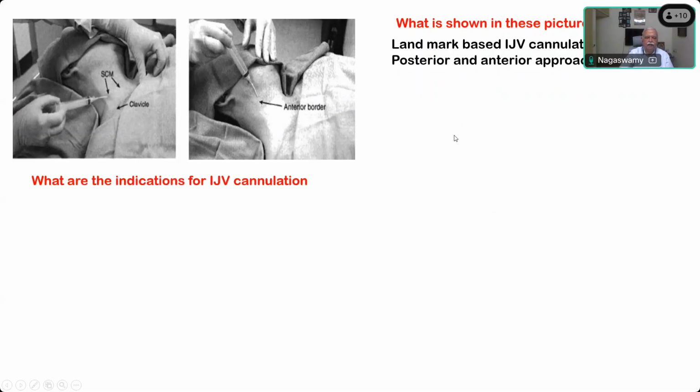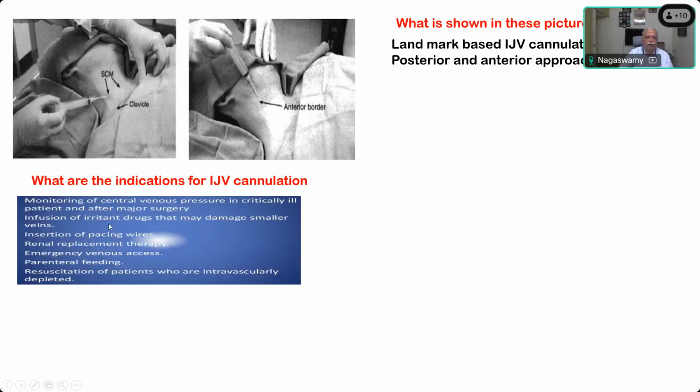What are the indications for IJV cannulation? Infusion of vasopressors, which we saw lastly. Monitoring of central venous pressure, infusion of irritant drugs, insertion of pacing wires, renal replacement therapy, emergency venous access, parenteral feeding, resuscitation of patients who are intravascularly depleted.